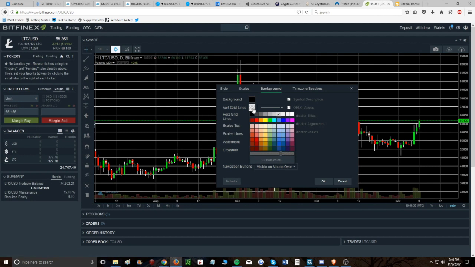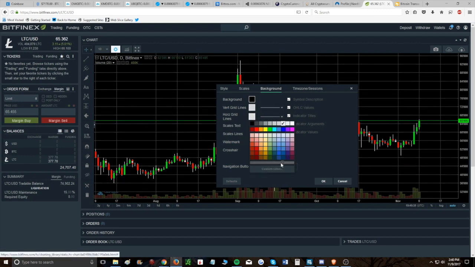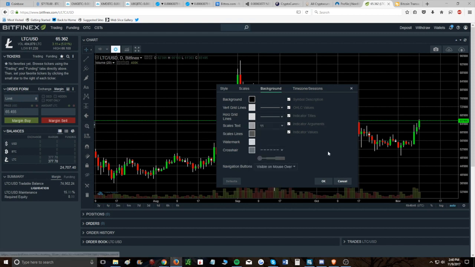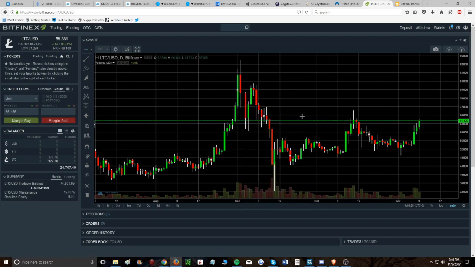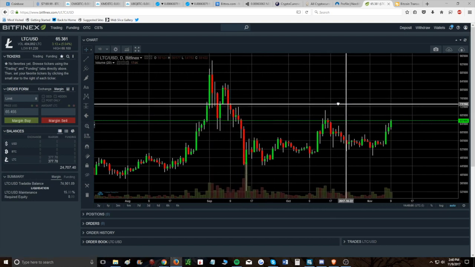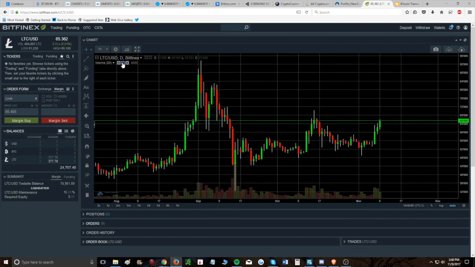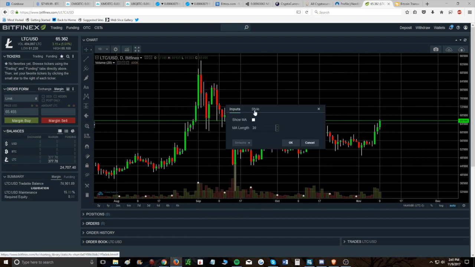And make the grid lines a little bit less visible. There we go. Already looking better. In time zone, I am in East Coast, US, New York. Now the volume is also looking pretty dark. This is a very simple change.